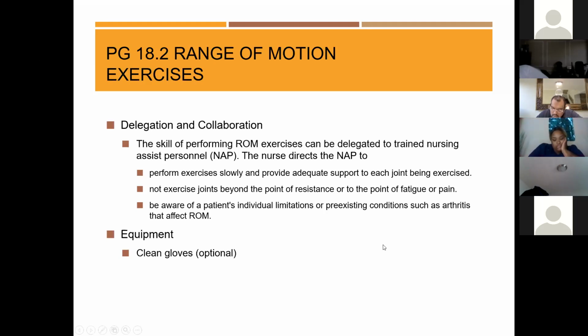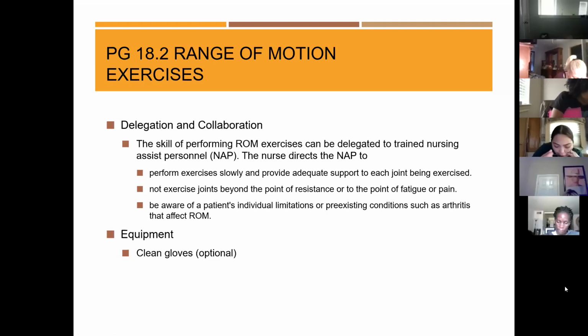Right. You can delegate this to your CNA or to your PCT or whoever your nursing assistive personnel is. Make sure that they know to go slow, right? They don't have to be quick, right? This is not, you go in there, we're going to be Speedy Gonzalez, hurry up and move these joints around and then we're leaving. You must take your time, okay? So this is not something to be rushed through.